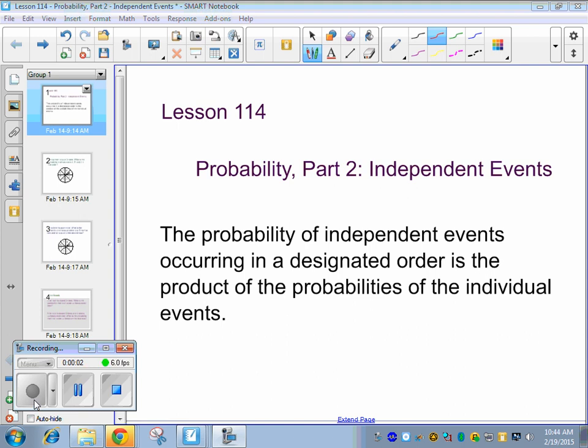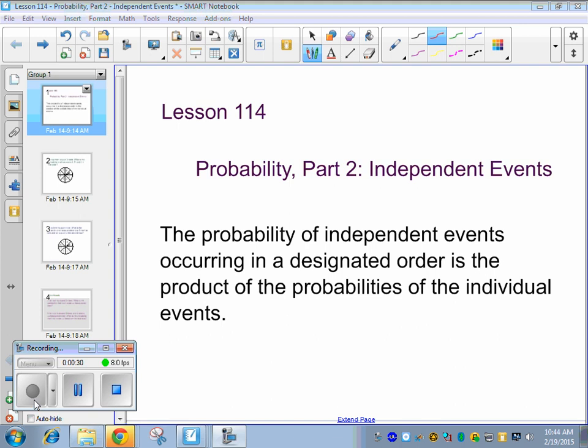Events, which means they're separate and they don't affect each other. And in order to find the probabilities of both of those events occurring, so maybe I want to know the probability of flipping a coin and getting a heads, and then flipping a coin again and getting a heads. So what's the probability of getting 2 heads in a row? You think it's 50%? Oh, how'd you get 1/4?